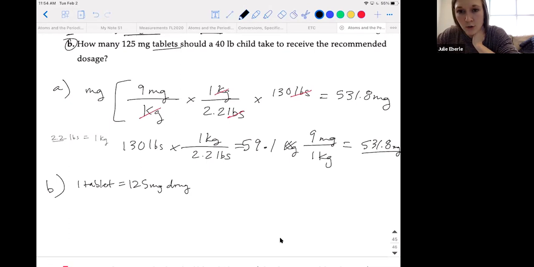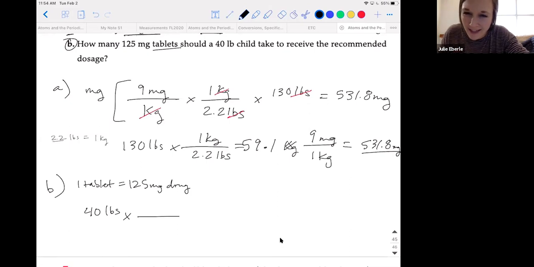So where should you start here? What's the first step? Did anybody work this out? What was the first step you did? Don't be shy. Convert pounds of the child to kilograms. Okay, let's do that. That's what's the common thing people are saying. So you're gonna do 40 pounds. That's how much the kid weighs.